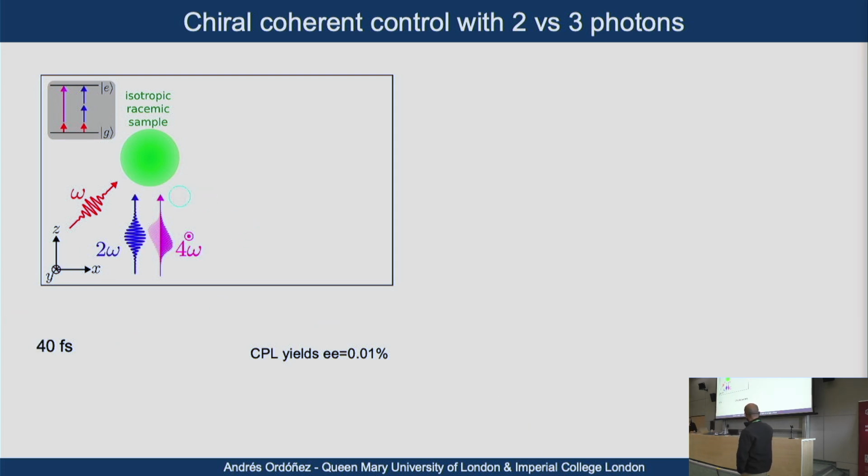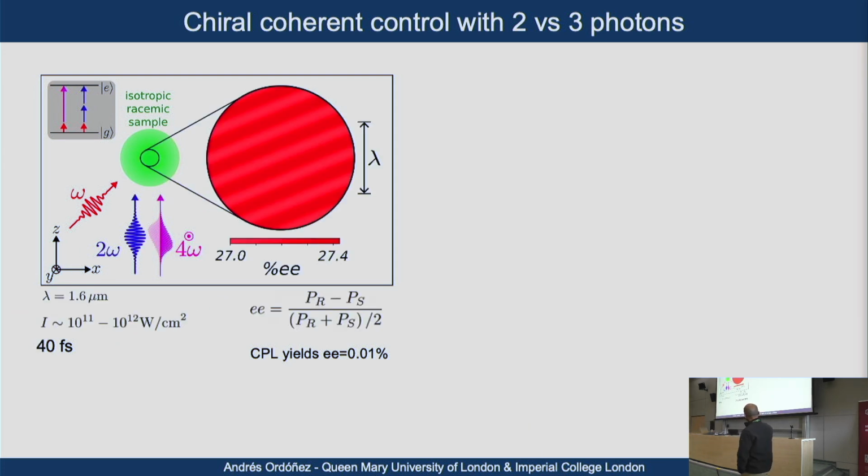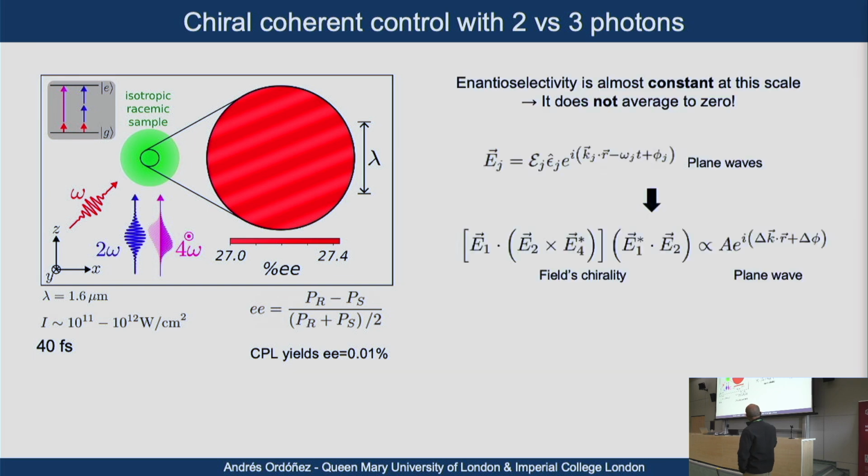Yeah, so in this case, again, we solve everything, and what we find is that we can keep the enantioselectivity basically constant across the interaction region. So you see it's varying between 27 and 27.4%. And the key to do that is that now for this excitation scheme, for this 5-photon process, the mathematical derivation of the field chirality, so the interference term, has a slightly different expression.